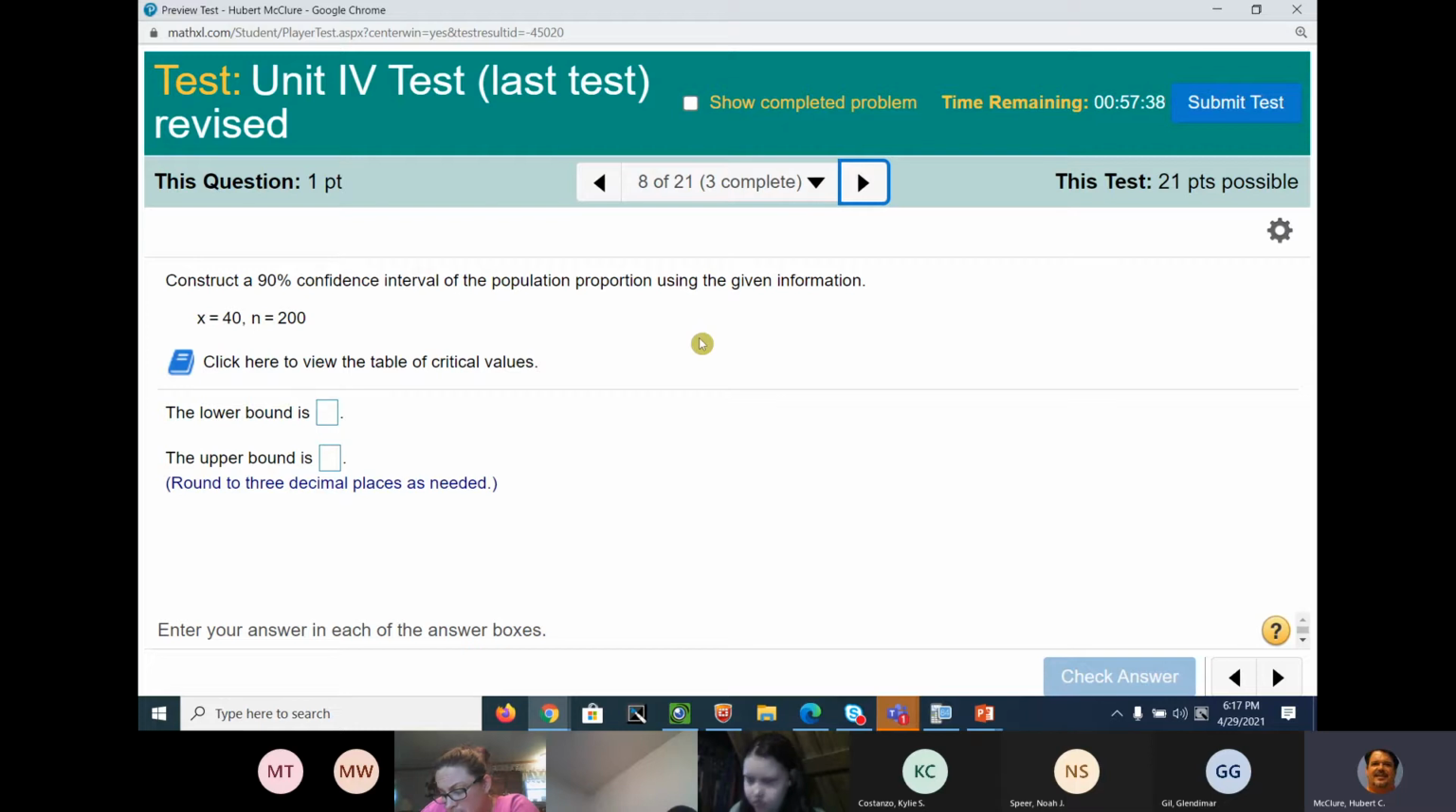All right, it says construct a 90% confidence interval. Construct a confidence interval based on a 90% confidence level. That's what it should say.